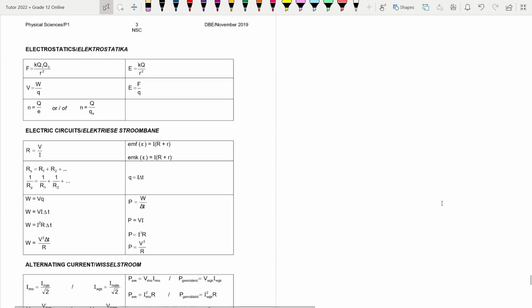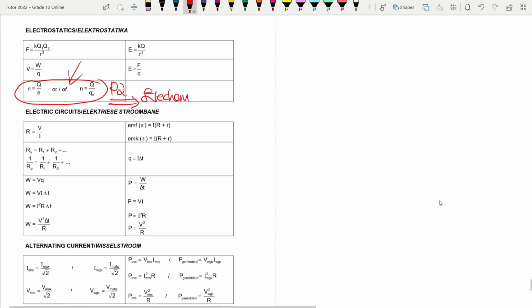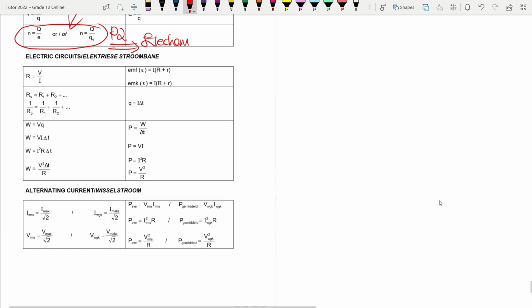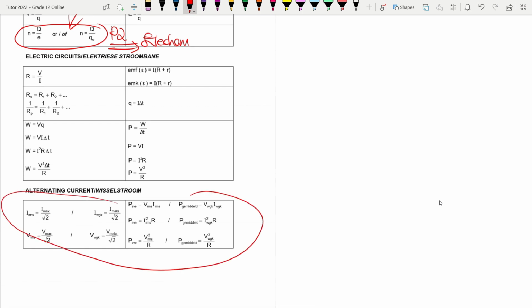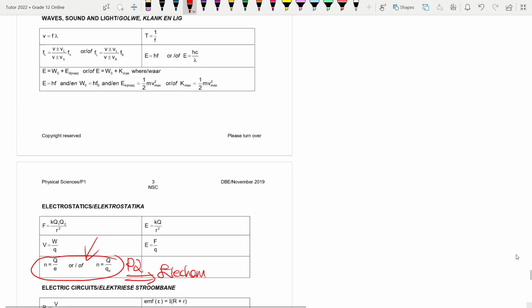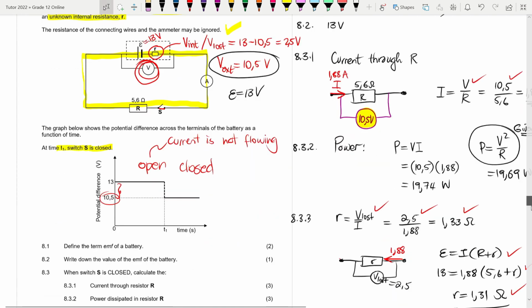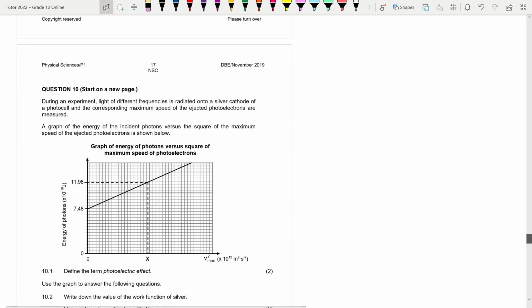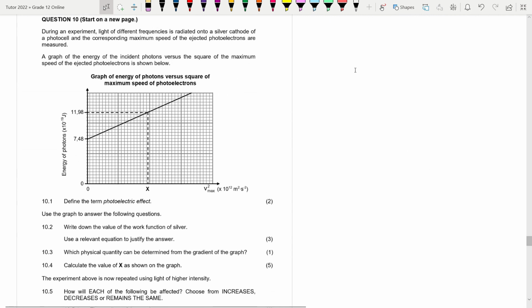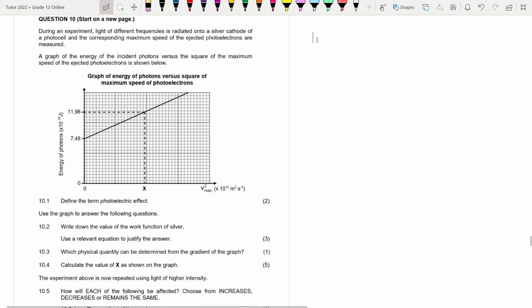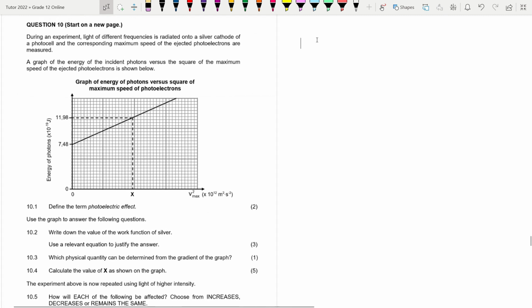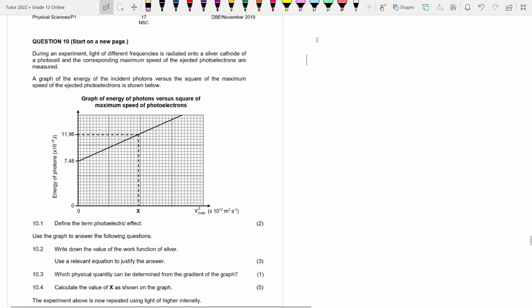So let's see. Remember this one. This one is not given in paper 2, but you do remember we used it in electrochemistry. So that one you have to remember. Also have our RMS things here. Okay, it's fine. Let's go to question 10. Question 10 is on photoelectric effects. Can someone read the statement?